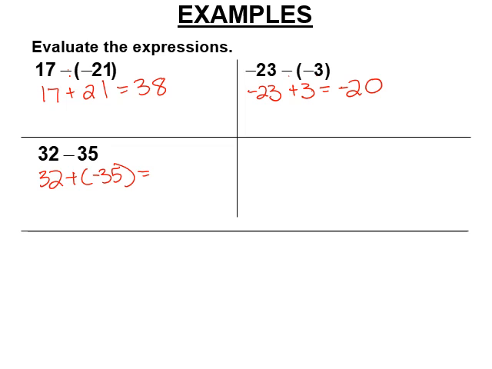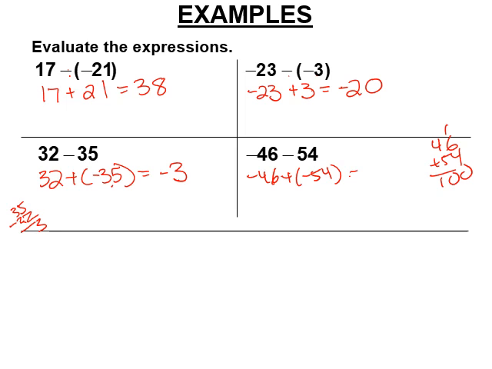This is usually the one that messes people up, right? This is negative 3, right? You cannot switch this around. You can't go 35 minus 32. 35 minus 32, yeah, is 3. But there are 3 extra negatives in this problem. So that is negative 100. Taking away 54 from negative 46 is the same as adding negative 54.